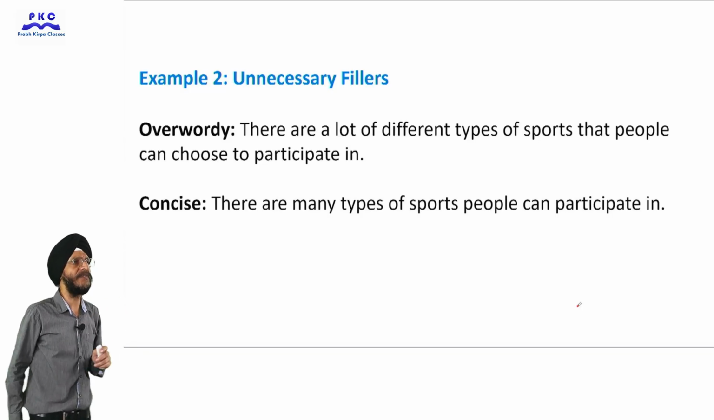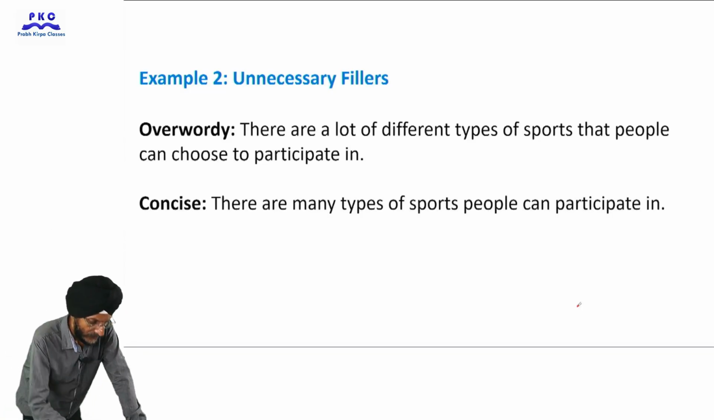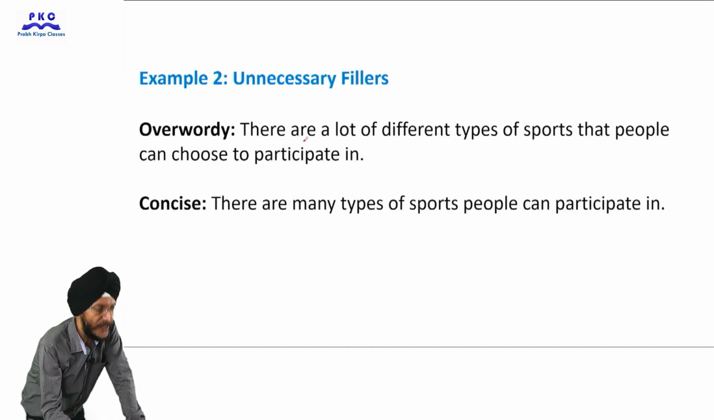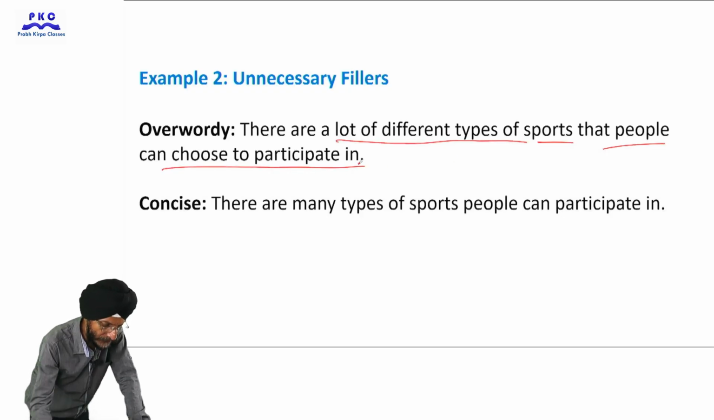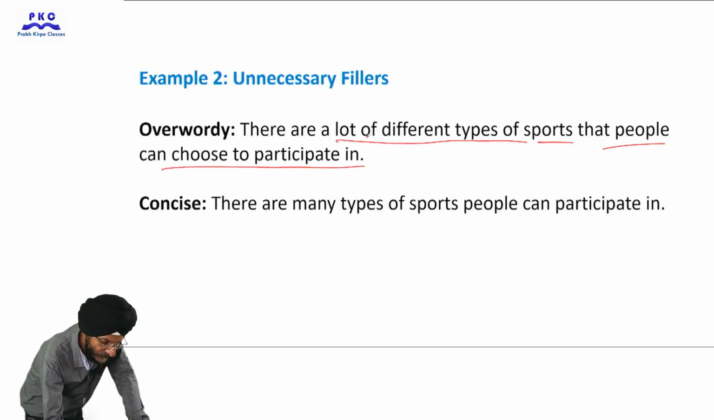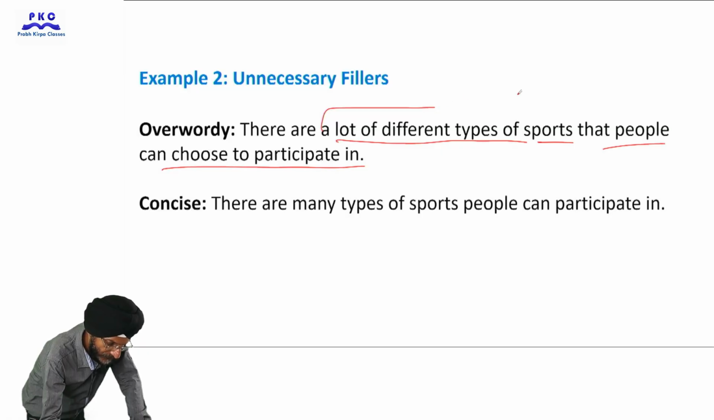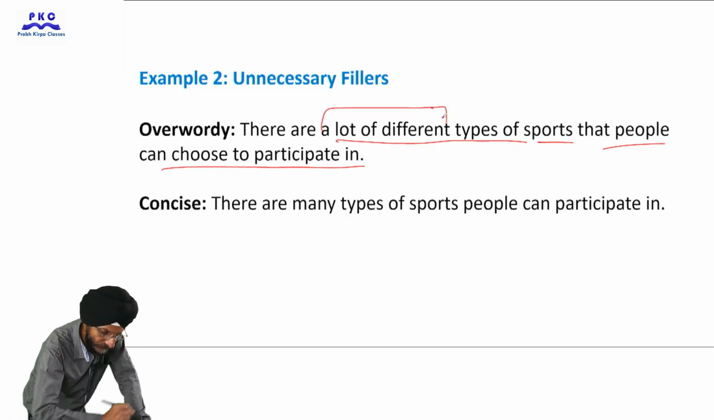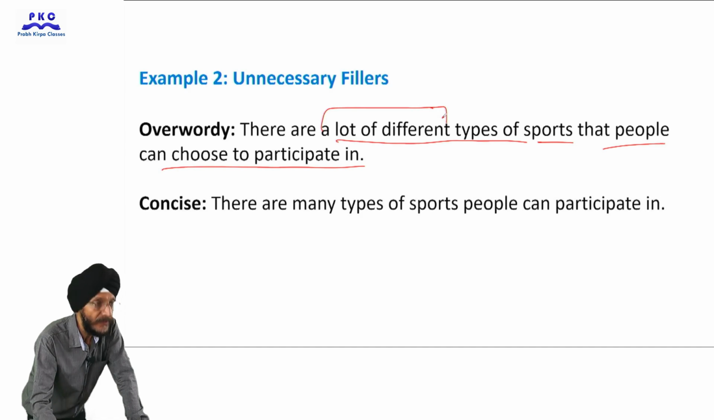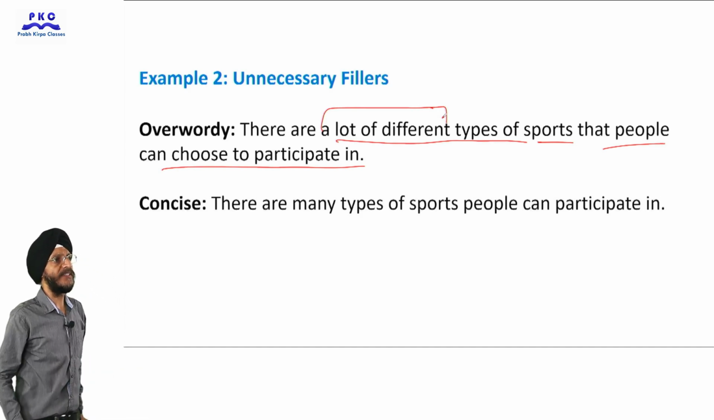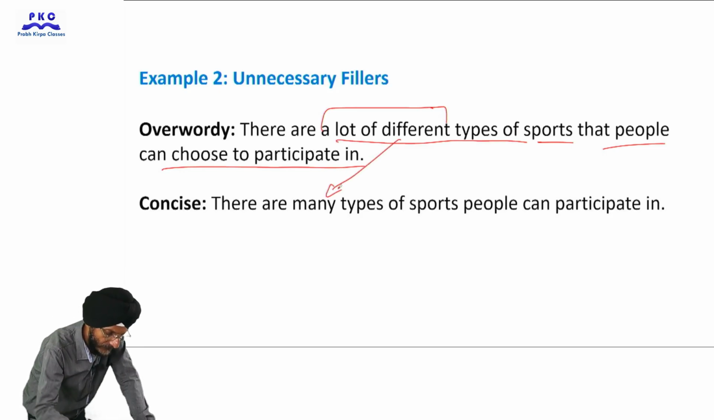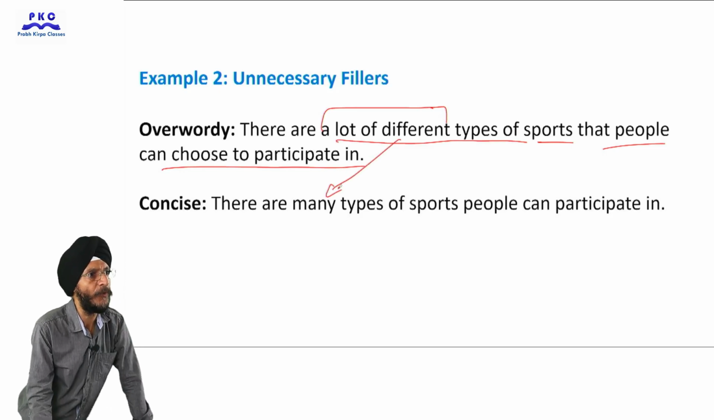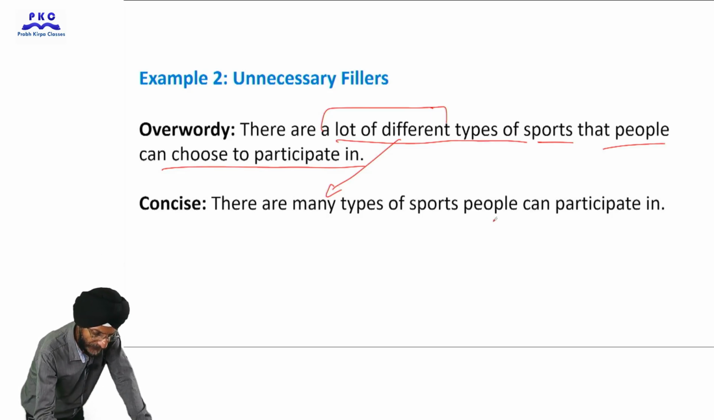Next, unnecessary fillers should not be there in the sentence. There are a lot of different types of sports that people can choose to participate in. Here, a lot of different is the unnecessary filler. In place of that, we can use a single word, many. There are many types of sports people can participate in.